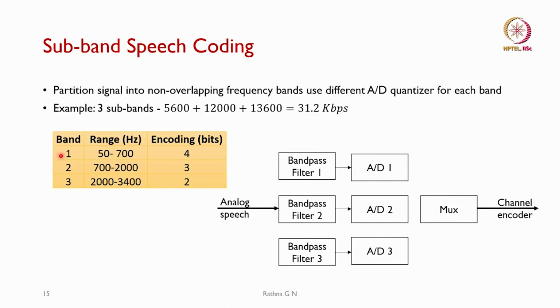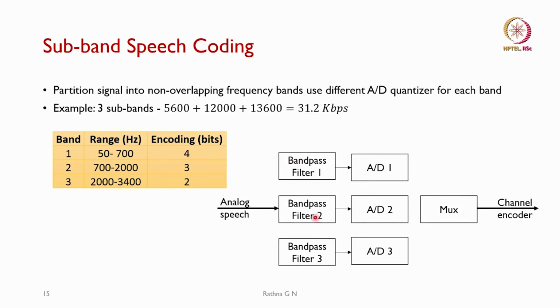These are the 3 bands that you have. For 50 to 700 Hz you will use 4 encoding bits, because most of the signal is present there. You give a greater number of bits in this range and 1 bit less in the 700 to 2000 range, because not much information is here. In the third band only 2 bits are used. So many kilobits per second have to be transmitted in each frequency range, and the total generated will be 31.2 kilobits per second.